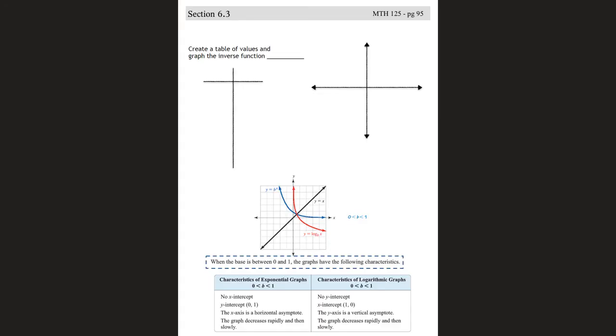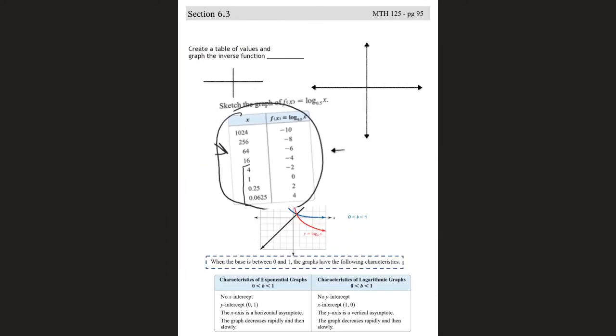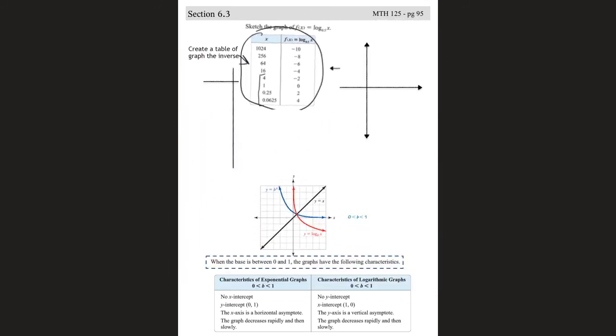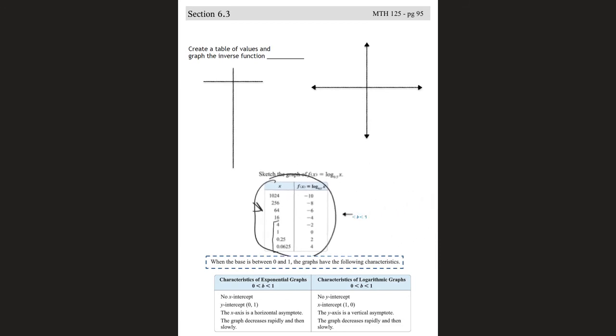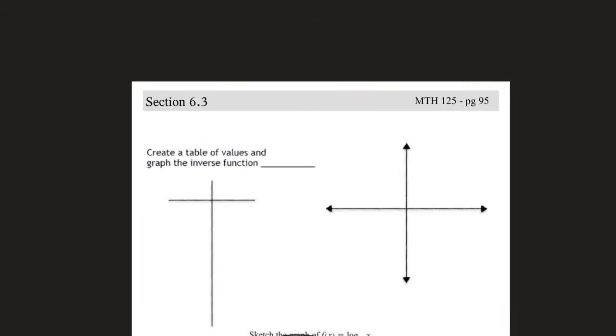And then let's go to the next page. I'm going to add this existing image. I've got it here. Let's put it in here. Okay. So this is the one from the other page. I'm just going to stick this right here for now. Create a table of values and graph the inverse of. Oh, hold on a minute.